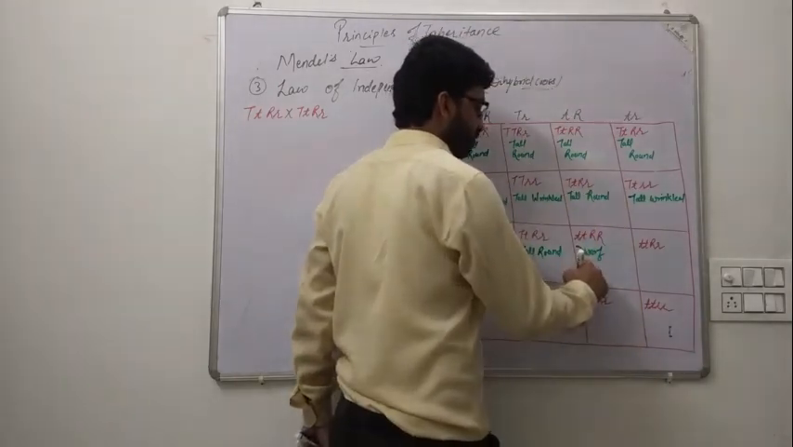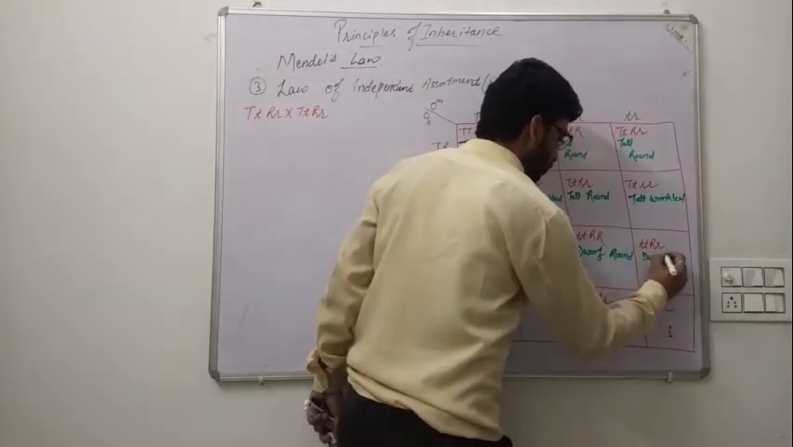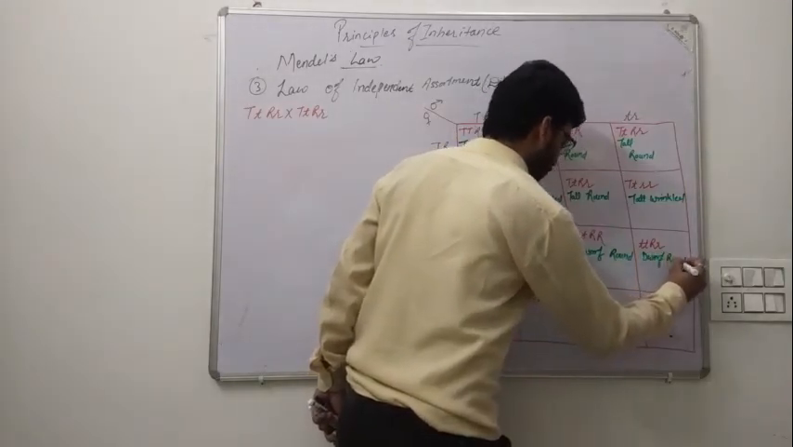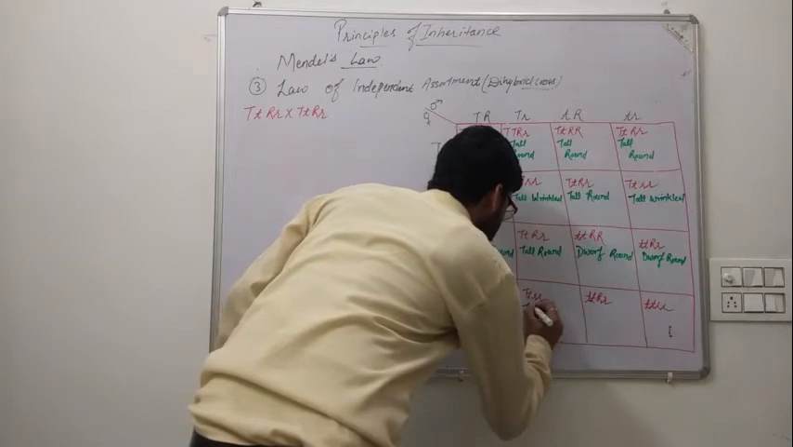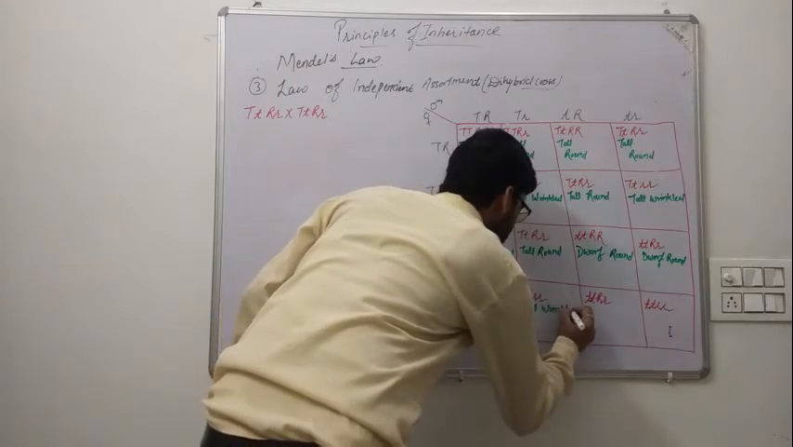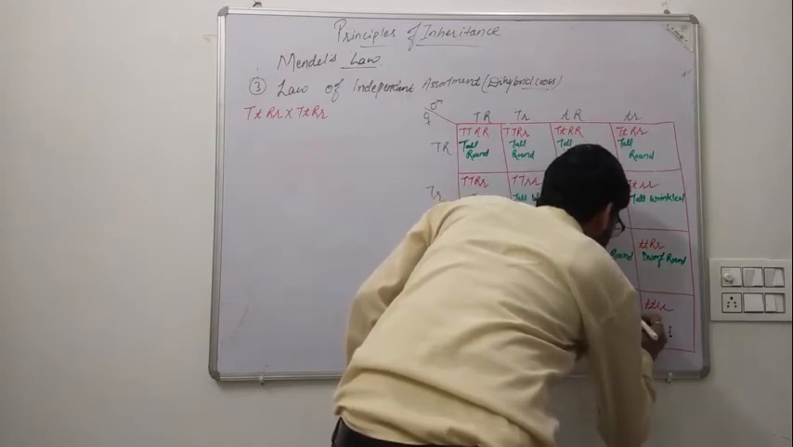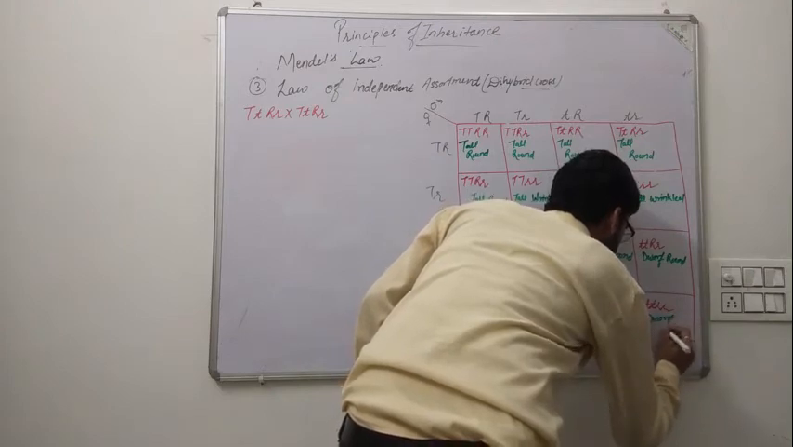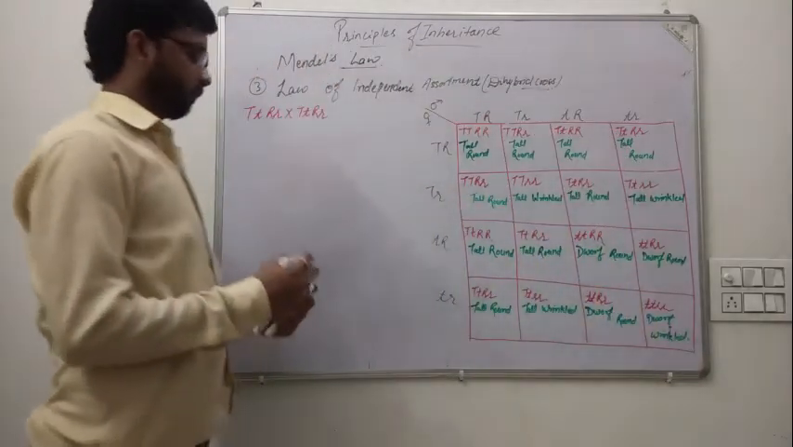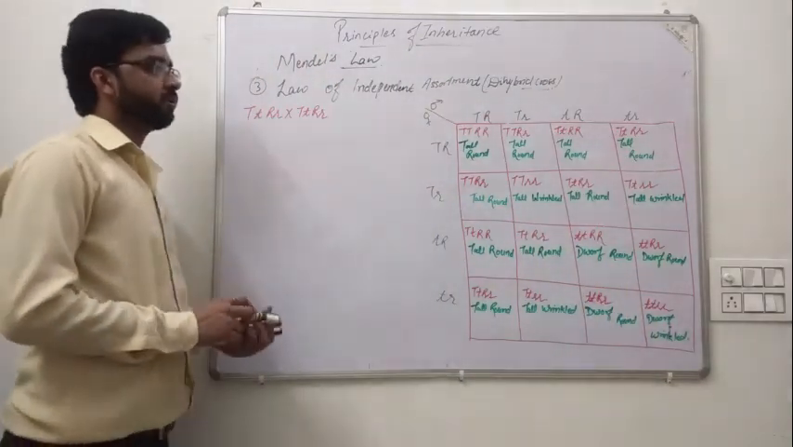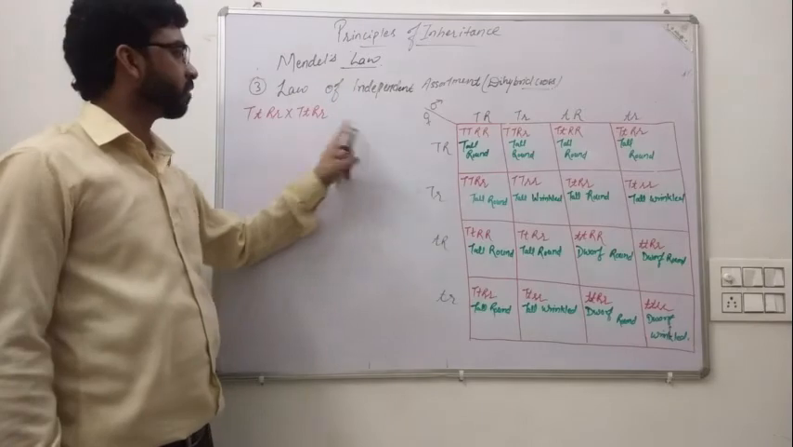Here small t small t, so we write dwarf. Dwarf round, dwarf round, tall round, tall wrinkled, dwarf round, dwarf wrinkled here. These are the 16 offspring which came after the cross of the F1 generation.